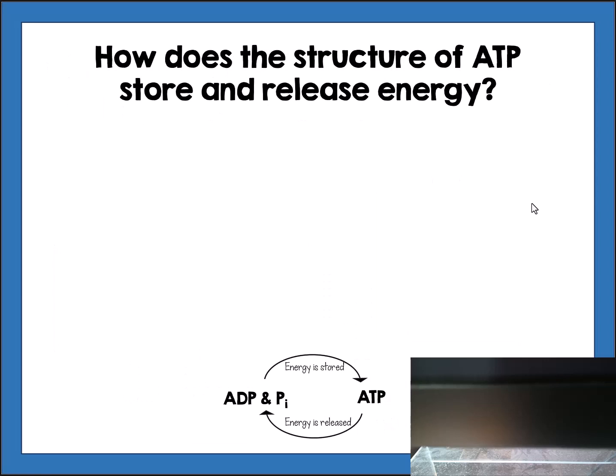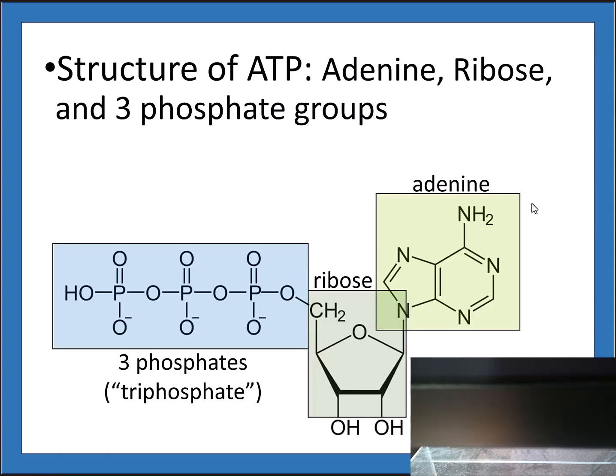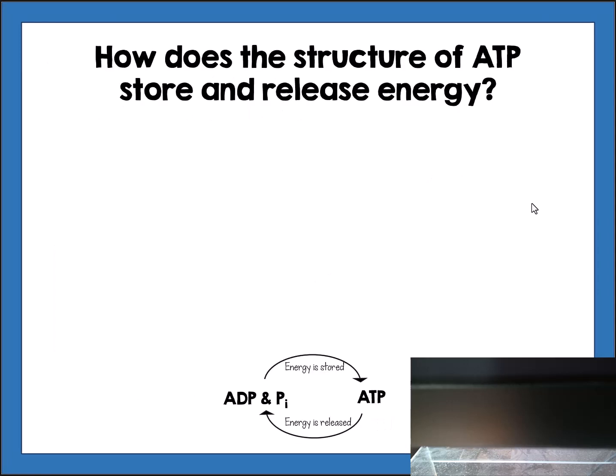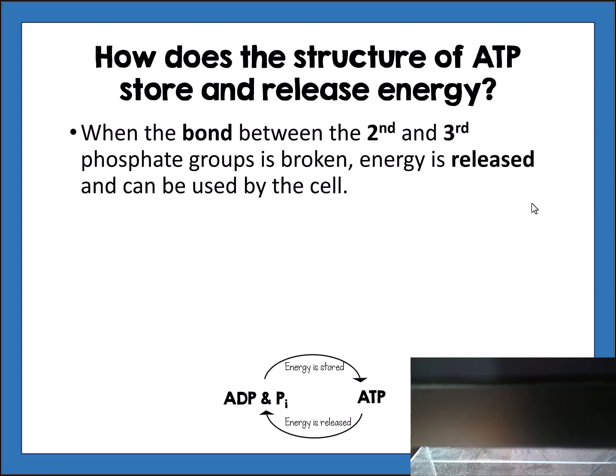So how does the structure of ATP, which we just looked at, store and release energy? If this is the molecule that is storing energy and releasing it for the cells to use, how does this molecular structure make that happen? We talked about energy being stored in bonds. And when the bond between the second and third phosphate groups is broken, that is when energy is released and can be used by the cell.